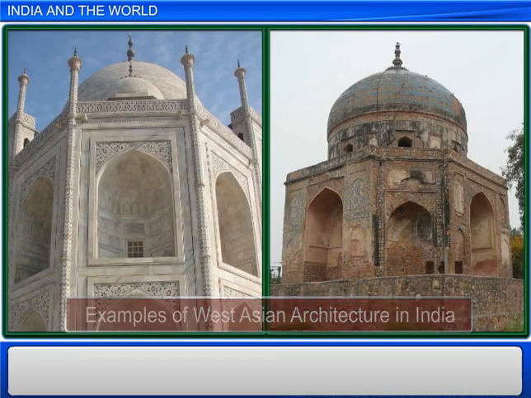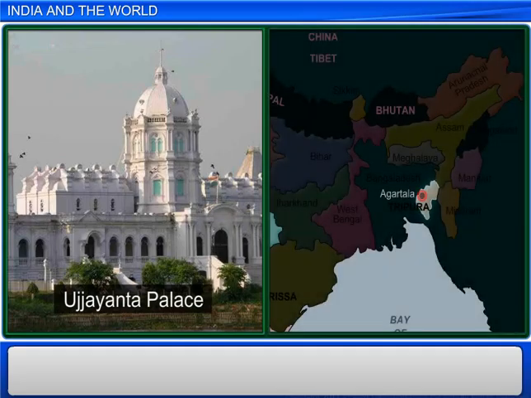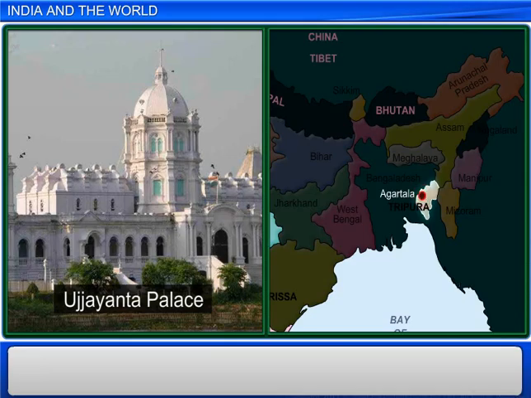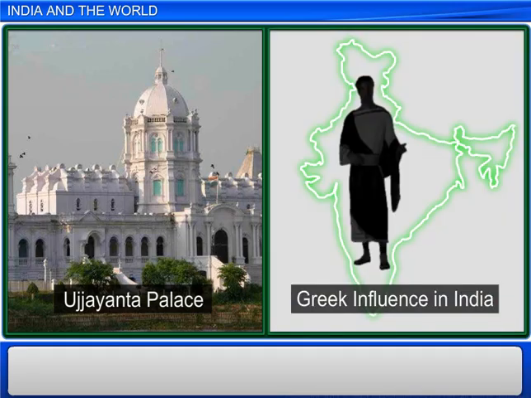This is the Ujjayanta Palace, a former royal palace situated in Agartala, the capital of Tripura. Can you identify which culture the sculpture represents? The sculpture in the Ujjayanta Palace represents Greek influence in India.